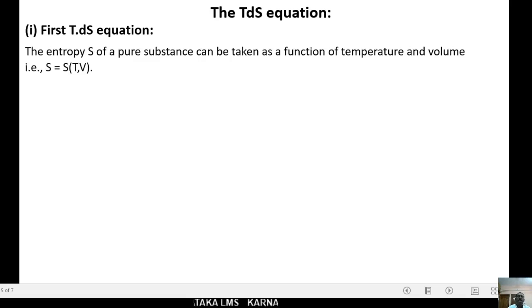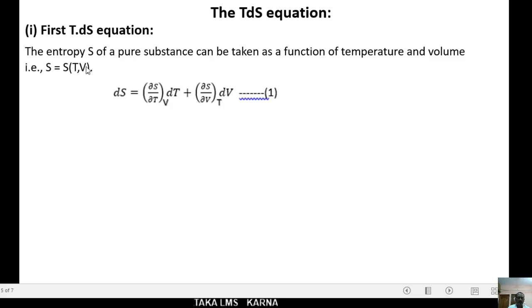For this, the entropy, represented by the symbol S, of a pure substance can be taken as a function of temperature and volume. That is, S is equal to S of T comma V. Here entropy is a function of temperature and volume. Therefore, dS is equal to, by partial differentiation, dou S by dou T into dT plus again dou S by dou V.